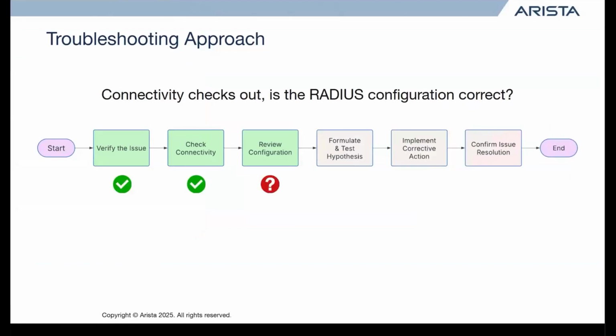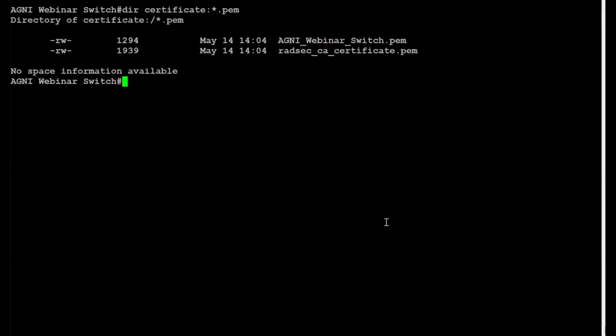With connectivity verified, let's move on to reviewing the switch configuration. Back at the switch, let's start by confirming both the signed switch certificate and the AGNI RadSec CA cert are present in the certificate directory. To do this, we'll use dir certificate and look for any file ending with a .pem extension.